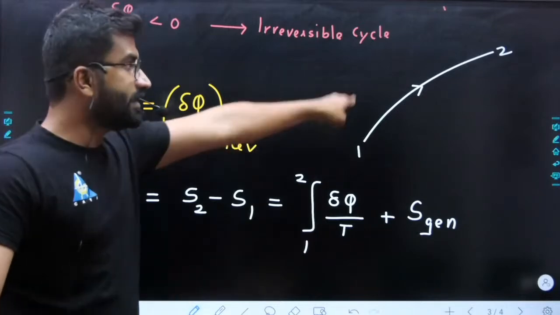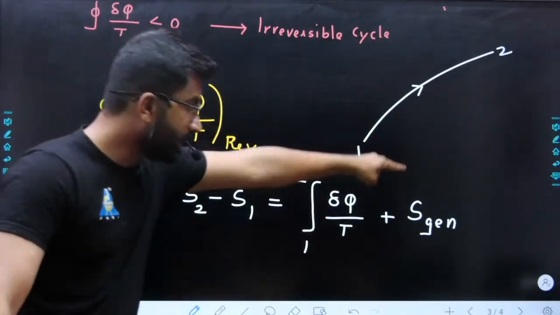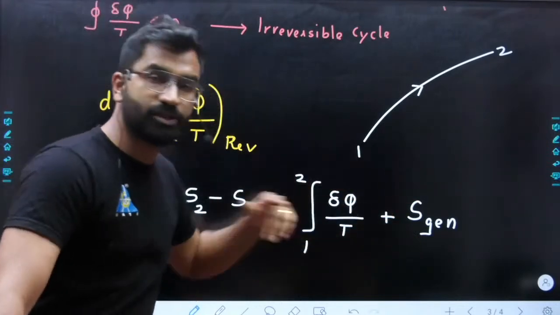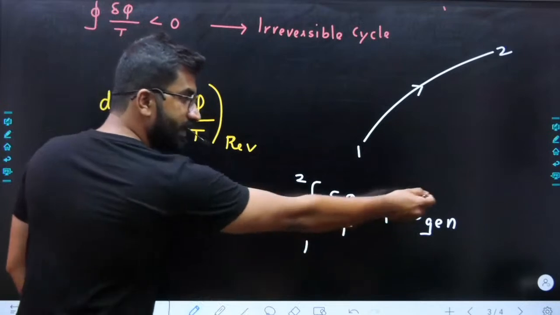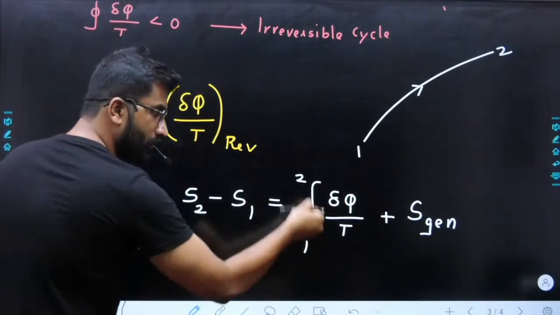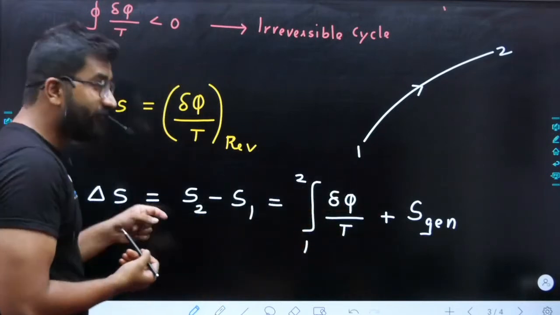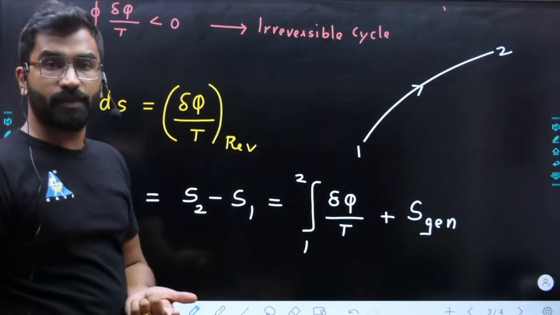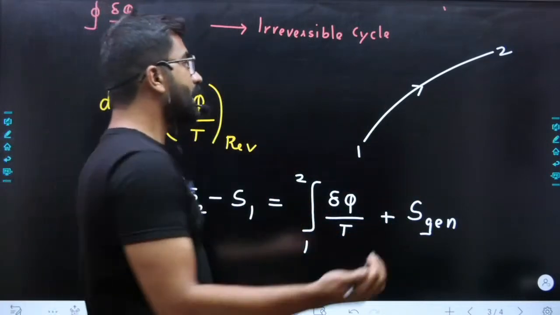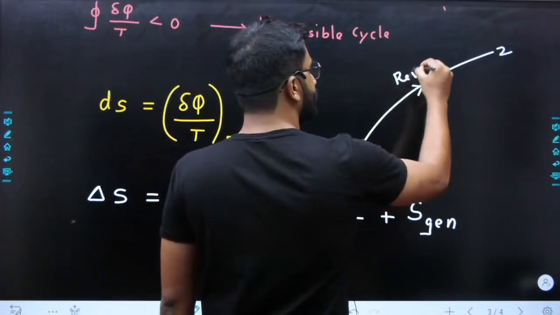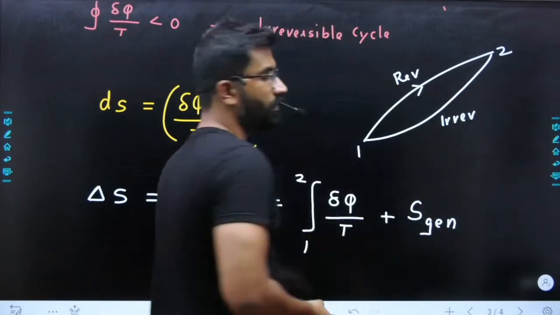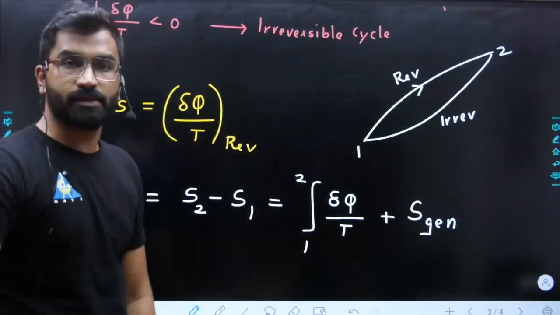Now, if this process is reversible, what will happen? S generation will be 0. If S generation is 0, both sides are equal, and delta S will be equal to the integral from 1 to 2 of del Q by T. If it is irreversible, we will have some positive S generation value. So let it be like this: this is a reversible process, and this is an irreversible process.